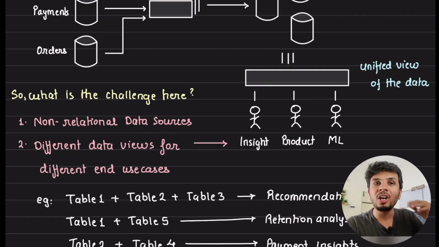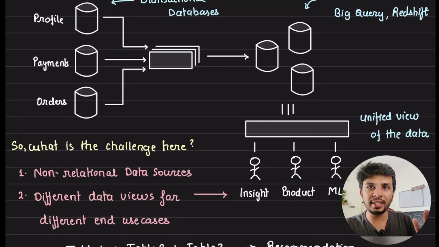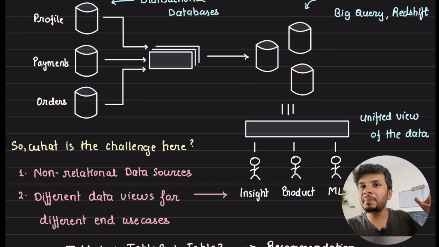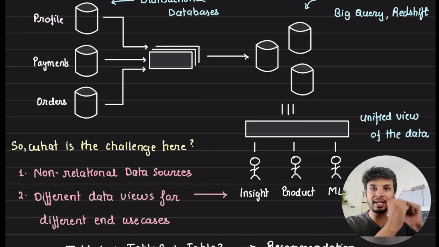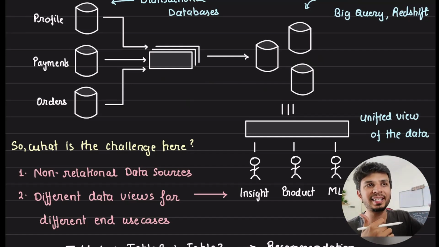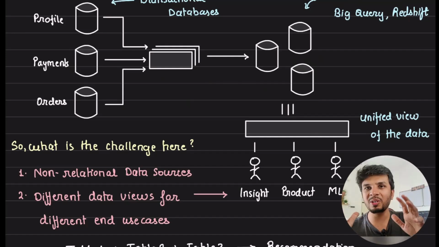A few challenges before we jump in. The first challenge is non-relational data sources. Typically data warehouses hold structured data, because you have to fire analytics queries, so it needs to be structured. But your transactional databases might be key-value stores or other non-relational databases. So the jobs that you write extract data from those, take the semi-structured data, convert it into structured information with the same unified schema, and put it into the data warehouse.